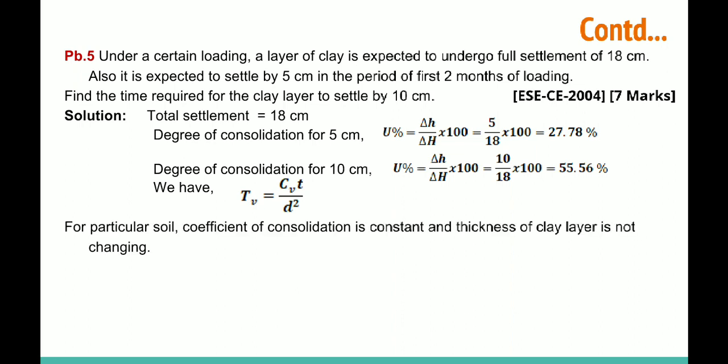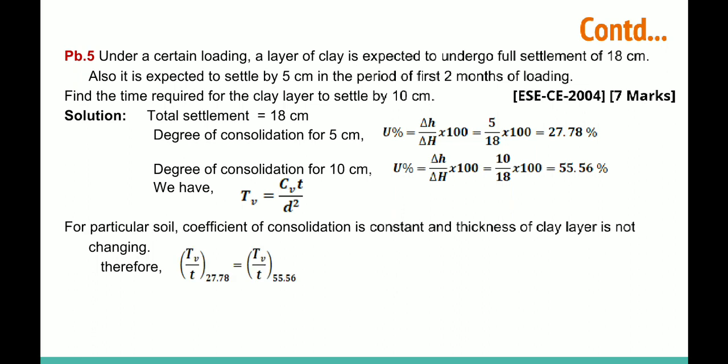So for a particular soil, coefficient of consolidation is constant and thickness of clay layer is not changing, right? If say we are doing some operation on the same soil, so what will happen? That thickness of soil layer is not changing. Okay, coefficient of consolidation will be constant. So means Cv value and d value will not change. What is changing? Changing is the Tv value and t. t is the time required, and Tv value is showing the degree of consolidation, right? Because the Tv value, that is time factor, directly related to the degree of consolidation.